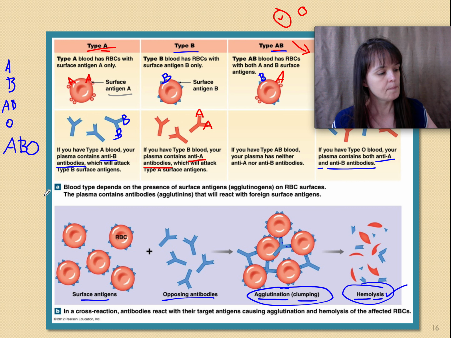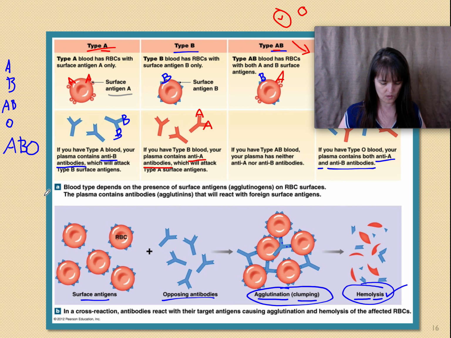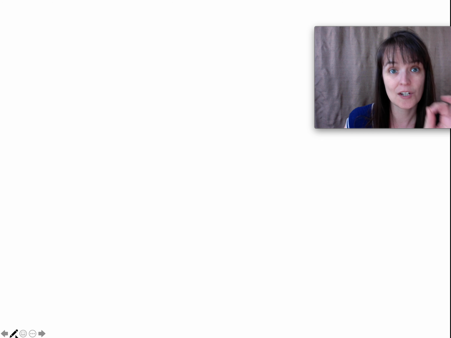Okay, but that's not the whole story. So let's whiteboard up. Okay, so how we test for blood types. You get a sample.